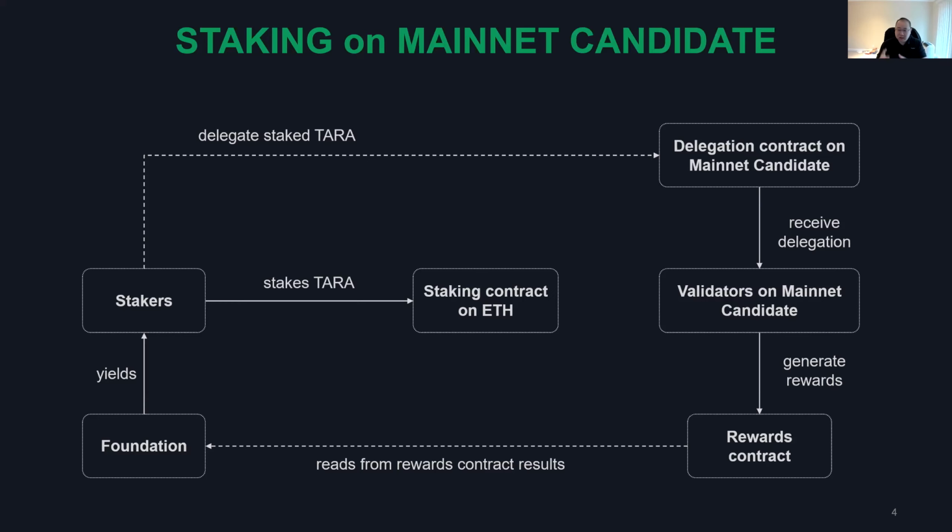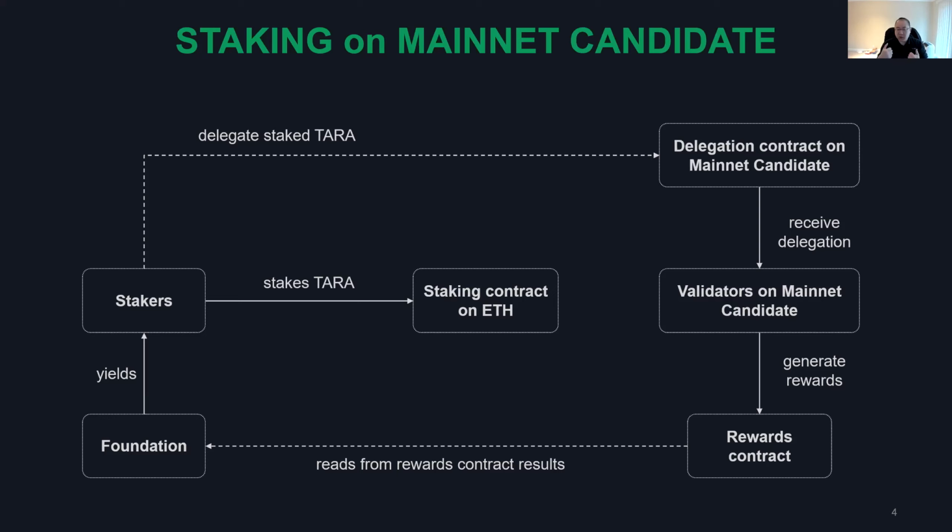So they delegate their stake, it goes through the delegation contract, and it goes into the validators on the Mainnet Candidate who receive that delegation. And then as the network operates and makes progress forward, it generates rewards for these validators. And these rewards are then split between the stakers and the node operators.